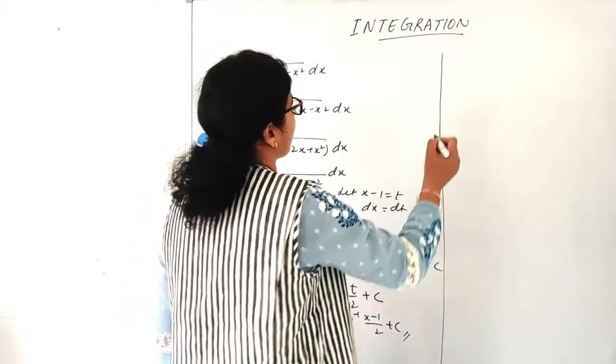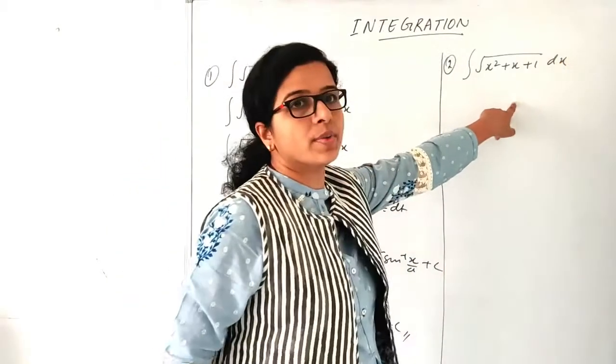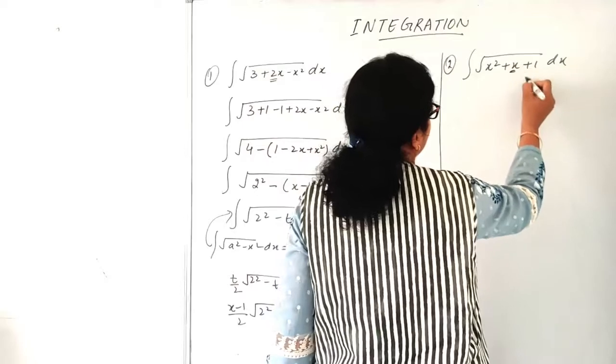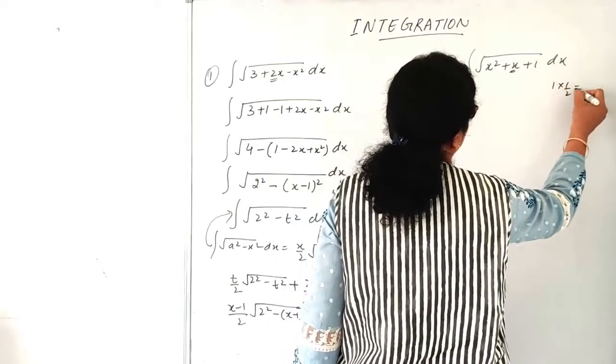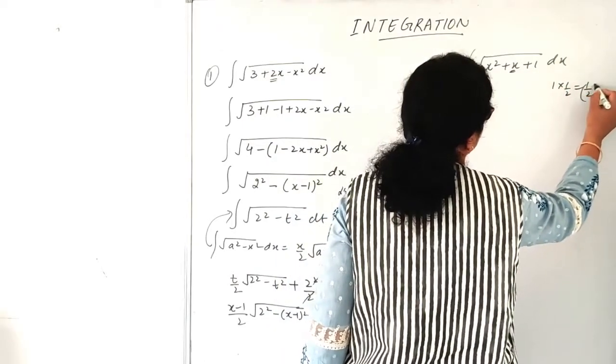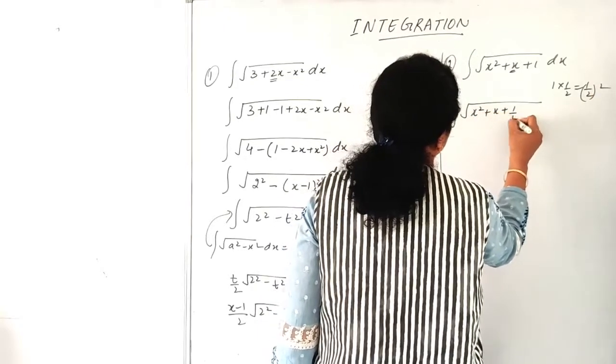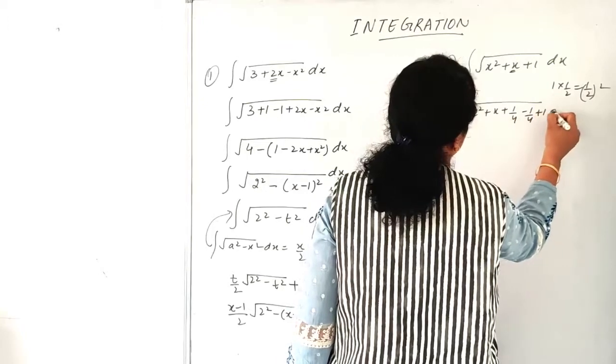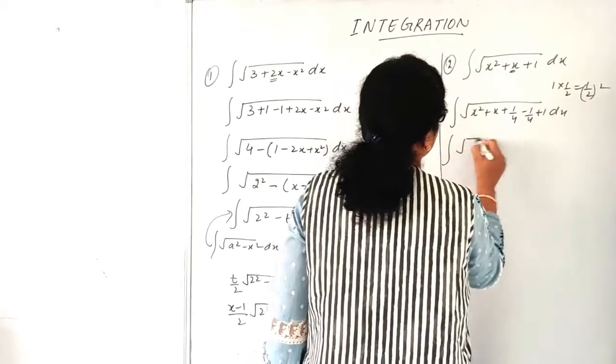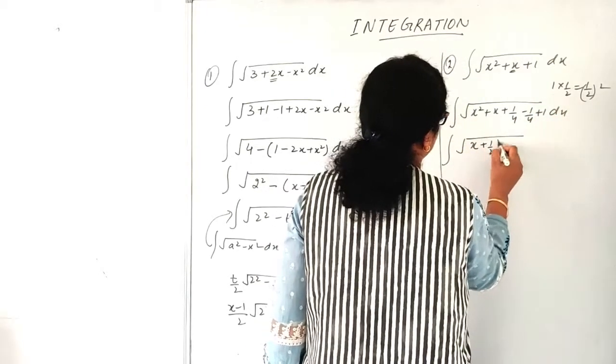Say for example you have been given, again we will try to make it a perfect square. So the coefficient of x is 1, multiply by 1 by 2, so 1 by 2, whatever comes, square it. Integration x square plus x plus 1 by 4 minus 1 by 4 plus 1 dx, right? So I am getting here x plus 1 by 2 whole square.